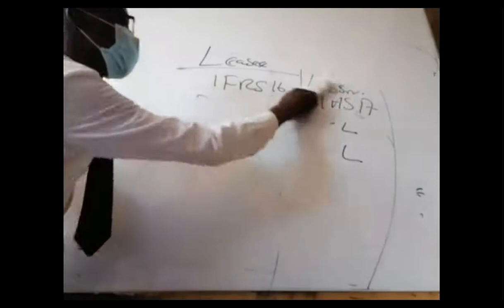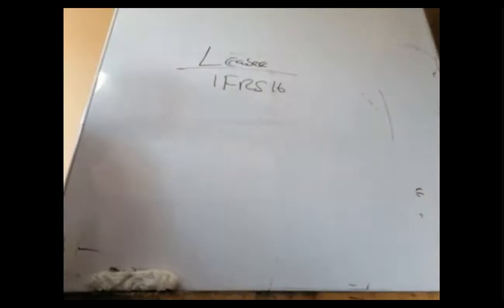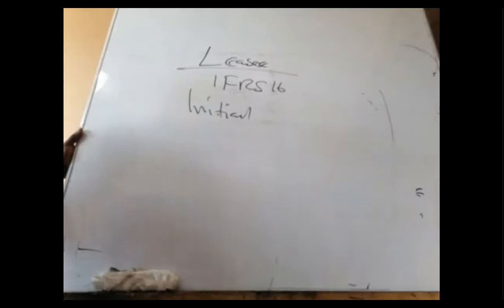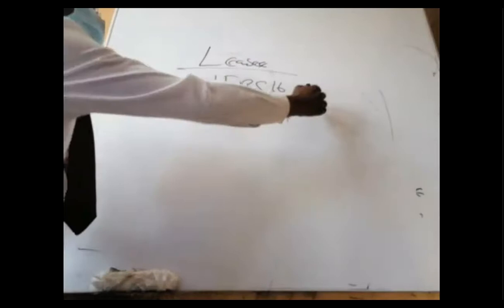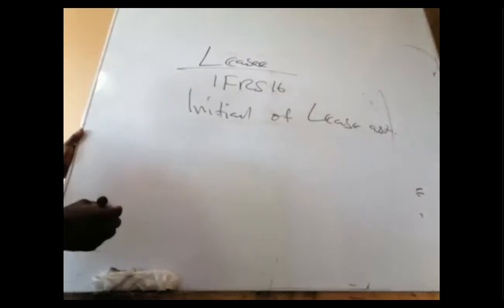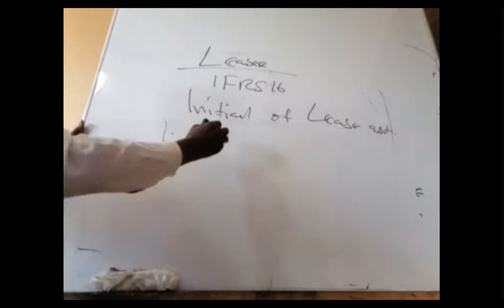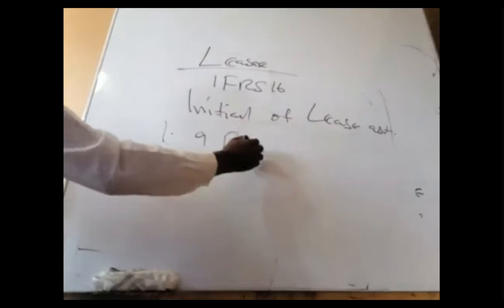Let's see something here. The accounting treatment is like this. We have the initial measurement of lease assets. Now, the first day you enter into the lease, two things will happen. Number one, initially, you have to record an asset referred to as right of use. So that's the name, you record the asset.